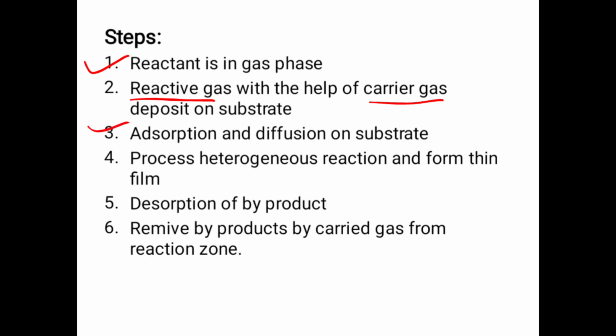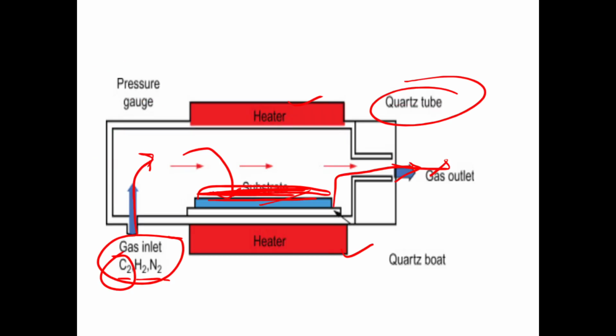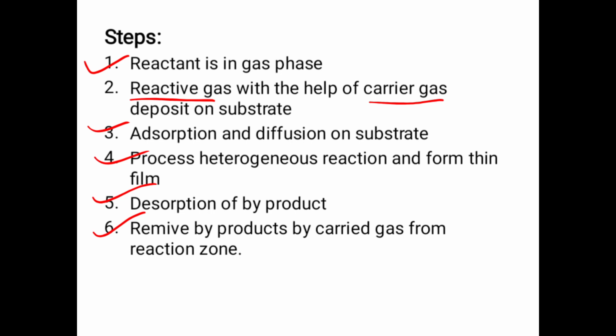When the reactive gas comes into the chamber, it will start depositing onto the substrate by the process of diffusion and adsorption. The fourth process is heterogeneous reaction to form thin film. As I have already told you, this process can form thin films onto the surface of the substrate. The fifth step is desorption of byproducts. When the reactive gas deposits onto the surface of the substrate, byproducts form that can be released out of the chamber. And the last process is removal of byproducts by carrier gas from the reaction zone.